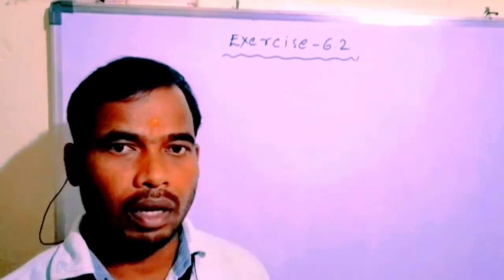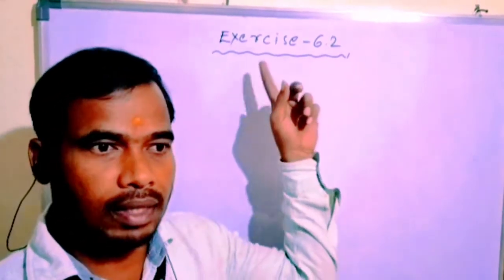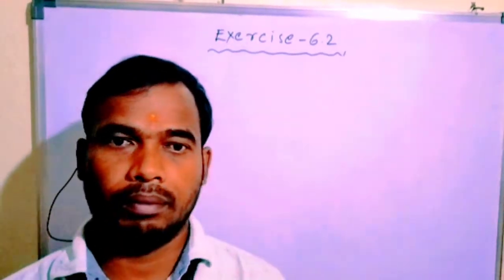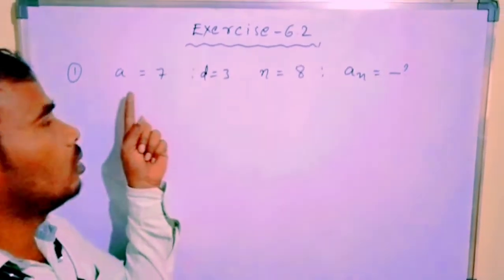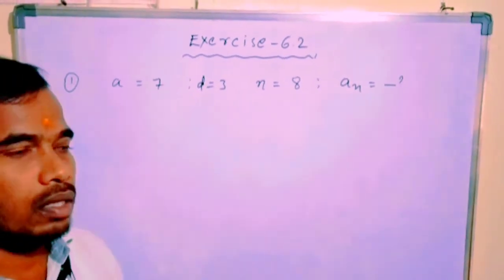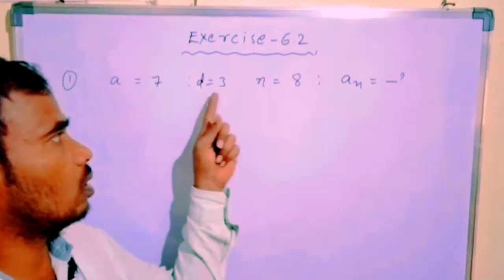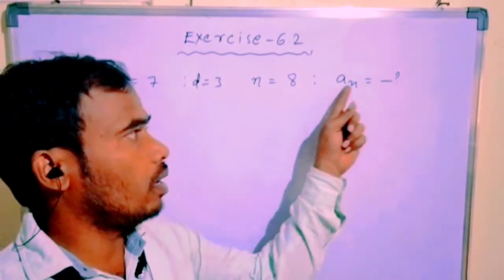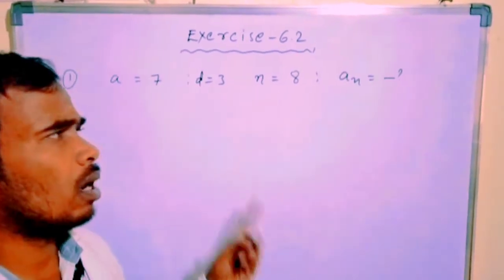Today we discuss exercise 6.2, progression exercise 6.2. First bit, there is a table given with 5 questions. Now the first question we are discussing: a is equal to 7, d is equal to 3, n is equal to 8, and a n is equal to question mark. We already discussed the formula also.